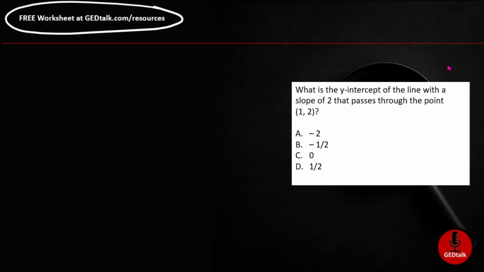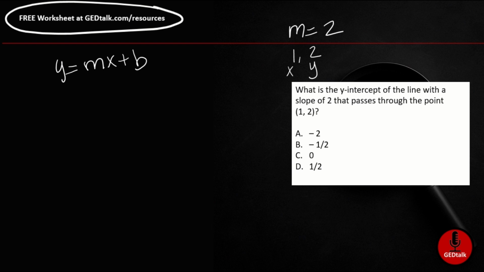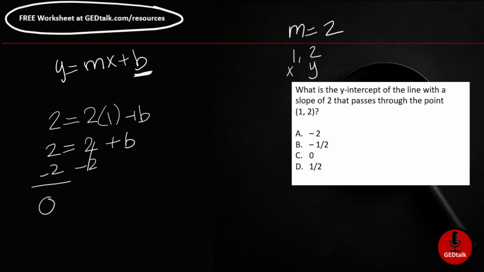So I know based on what they're sharing with me that m, my slope, equals 2. Point is at 1, 2, and that's my x, and this is my y. So now let's go ahead and input this information into the formula because they're asking what is the y-intercept. We're going to be looking for b. So I have 2 equals 2, x is 1, plus b. So 2 equals 2 times 1 is 2, plus b, minus 2 on both sides, and I get 0 equals b. Do I have that as an answer? Yep, it is letter C, folks.